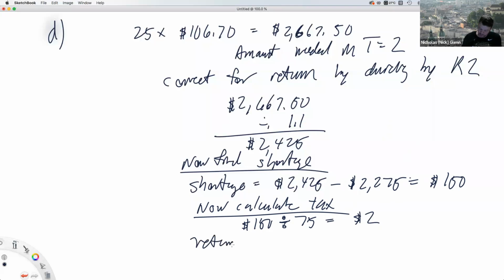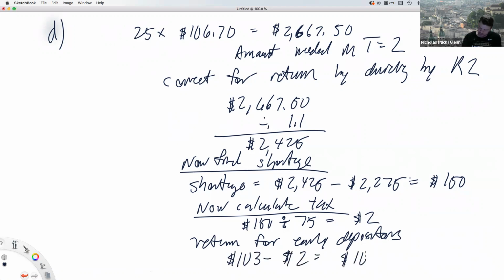So what's the return for early depositors? Well, 103 minus the $2 tax. So now they're going to get $101. So what would that return be? 1.01. All right, so now they have a choice between getting $1.01 versus being patient and getting 1.07.